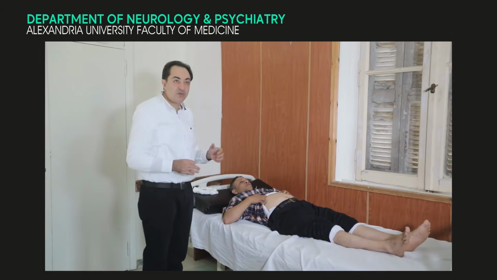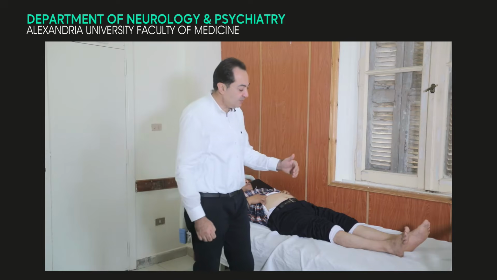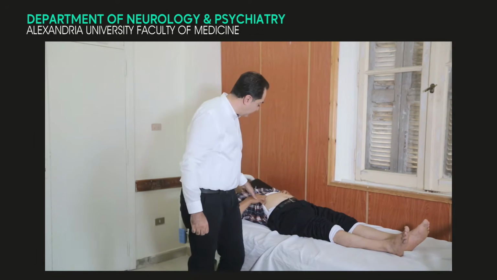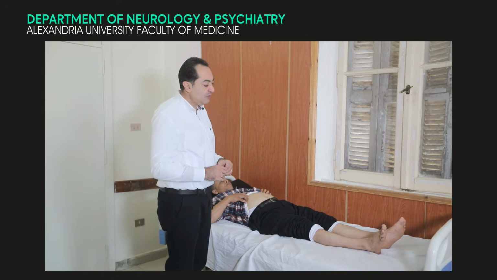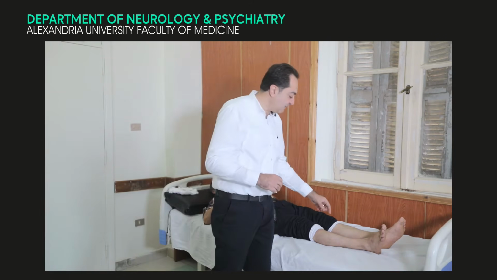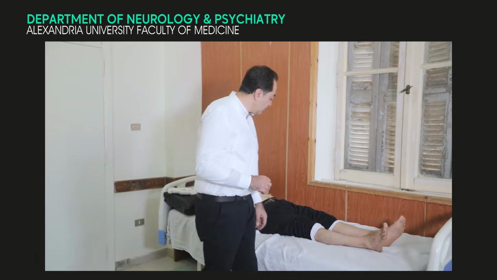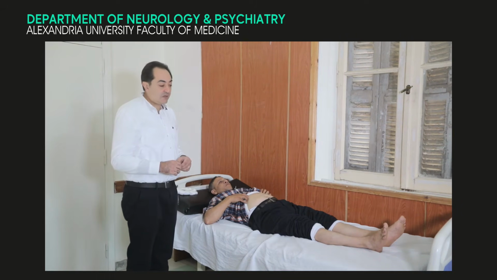We will compare both sides with each other. We will look for some patterns of decreased sensation. For example, if we have glove and stocking hypesthesia, this occurs with peripheral neuropathy. If we have certain root affection, for example L4, L5, C6, C7, this is a radicular affection.